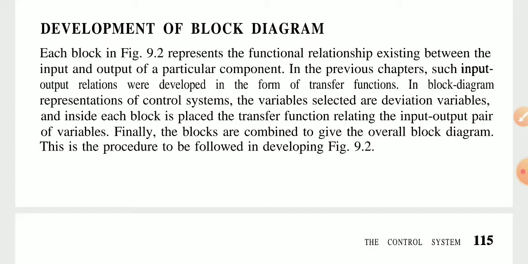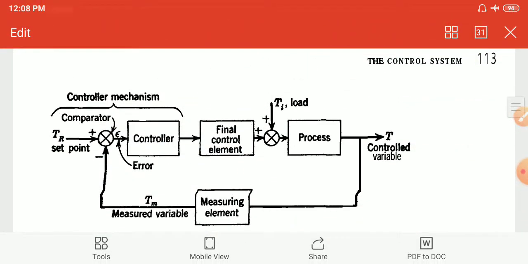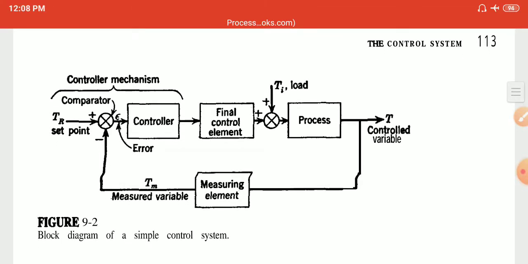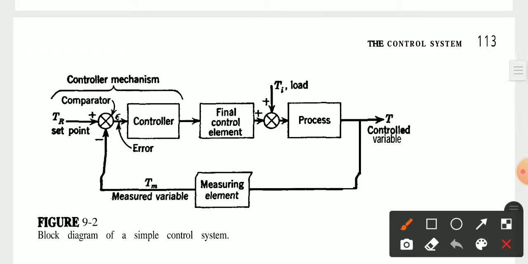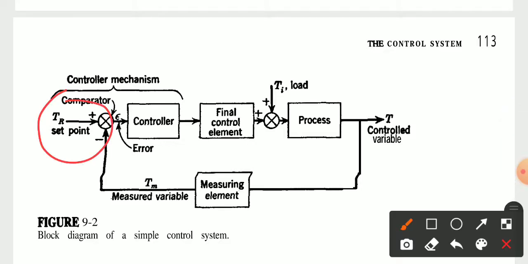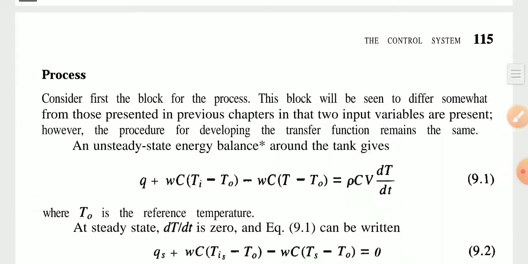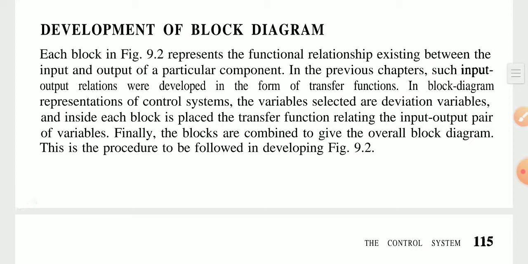Okay, the procedure followed in developing figure 9.2 is what we are going to follow. The servo problem versus the regulator problem, or simply the block diagram of a simple control system. This basis is for a set point change, TR, and a load change for the regulator problem. Okay. Okay, this is a simple discussion of the development of the block diagram. Then after that we will see the process.